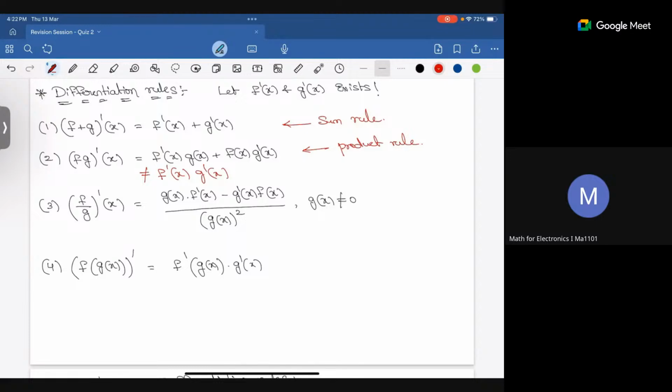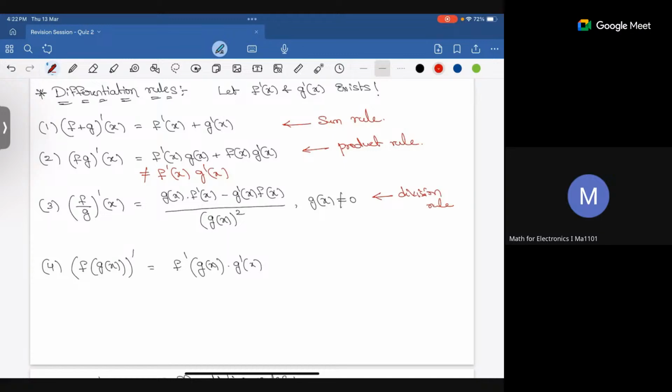Okay, so the third property is the division rule, which is the same as the second property, but this time we are dividing one function by another function. So the derivative of f by g will be g of x into f prime of x minus g prime of x into f of x, divided by g of x whole square.